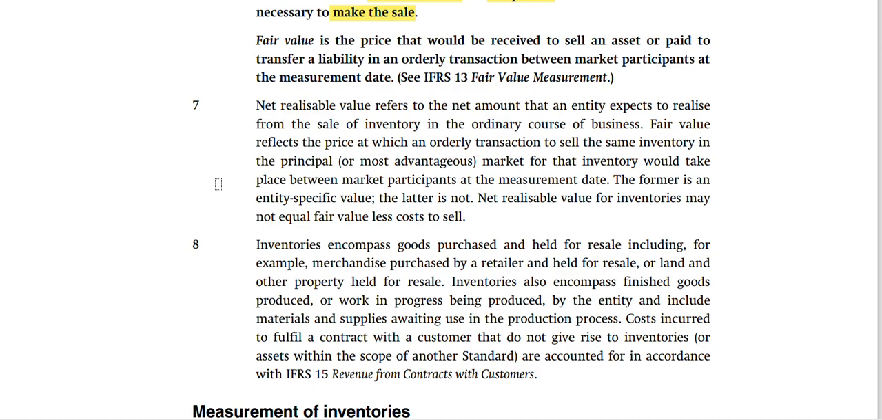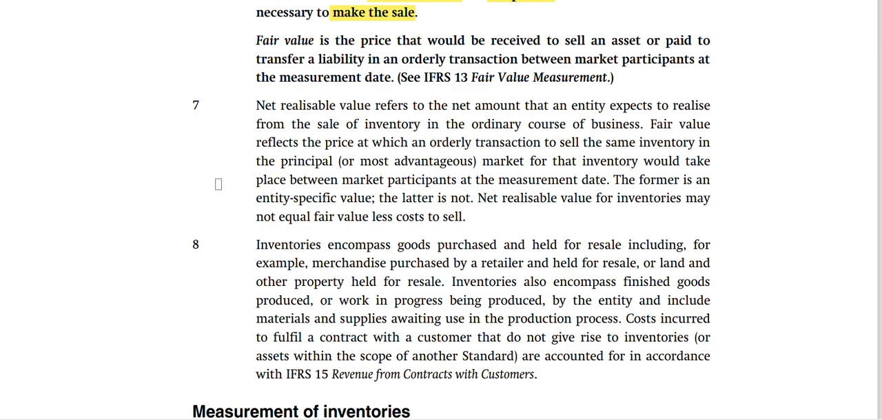Now, paragraph 7, we are looking at net realizable value. It refers to the net amount that an entity expects to realize from the sale of inventory in the ordinary course of business. Fair value reflects the price at which an ordinary transaction to sell the same inventory in the principal or most advantageous market for that inventory would have taken place between market participants at the measurement date. The former is an entity-specific value, the latter is not.